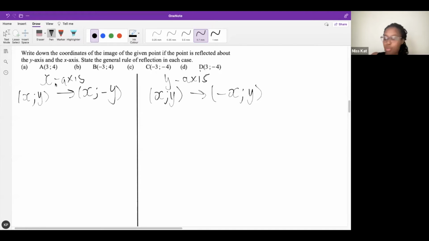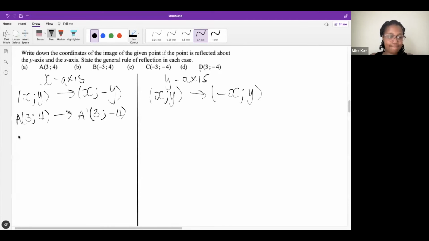So we've stated our rules. Now let's reflect both points. Let's start with A. So A was (3, 4). What's my new reflected x-axis reflection? If it was (3, 4) and I'm reflecting it, you guys said the Y will change signs, right? So then A prime will be what? It's going to be (3, -4). Nice, beautiful. Chi-Chi, do you want to do B, C, and D?